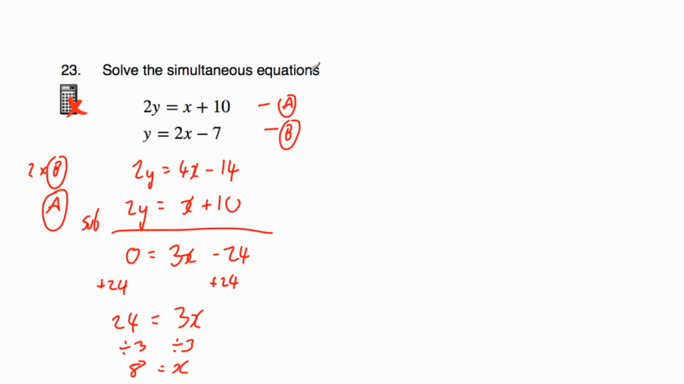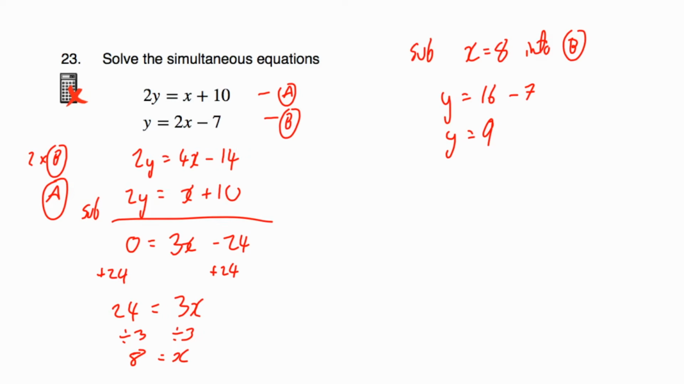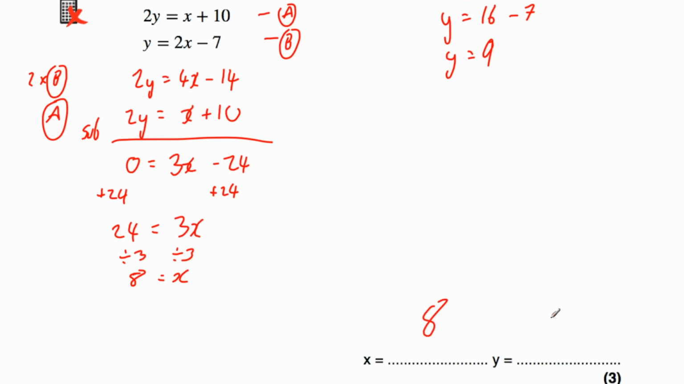Now we know what x is. Let's substitute that into one of our equations, and I'm going to substitute it into equation B. So sub x equals 8 into B and see what we get. So we've got y equals, and 2 times x, well, that's going to be 2 times 8, which is 16, minus 7. So y equals, and 16 take away 7 is 9. So y equals 9. So we've got that x equals 8 and y equals 9.